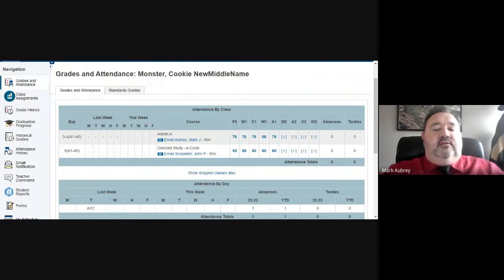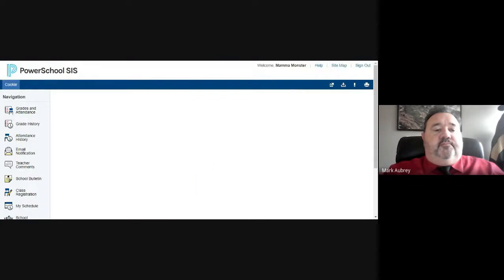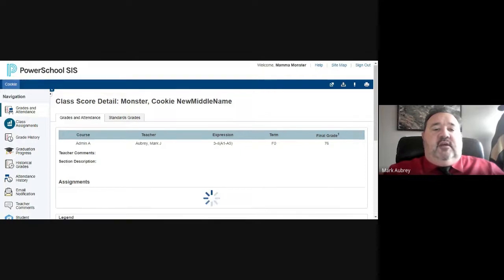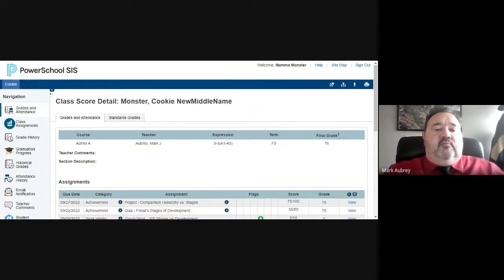Let's jump into a look at Cookie Monster's grades for a second here. It will take a second for it to come up. Remember, if you have any questions at all throughout the year or at any time, info@ssfotech.org gives you a group of us, and we'll make sure that your question gets to the right individual that can answer it. So you have the teacher's name, when they're meeting, the term is FO, so we're looking at the 76, his final grade.